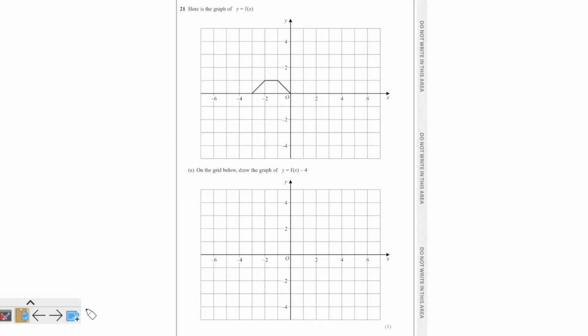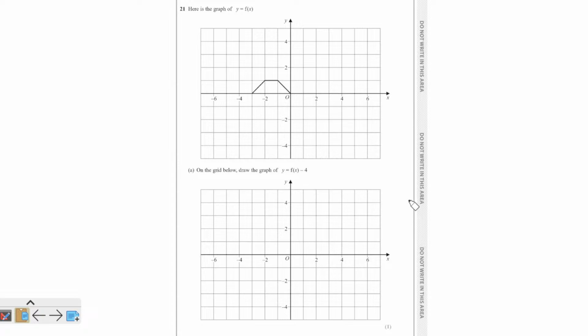Okay, question 21. Let's see if we can see the whole of this, because we want to look at both graphs, obviously. Here is the graph of y equals f of x. So all that means is here's the original, basically. And I think it's just these three parts here. It's diagonal across and diagonal down. On the grid below, draw the graph of y equals f of x, and then the thing that's different is now -4.